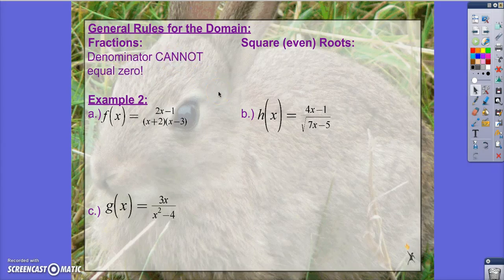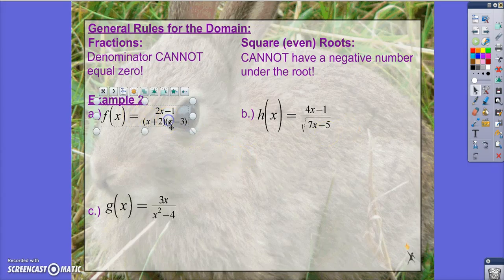Denominator cannot equal 0. So we'll set it equal to 0 to show what it cannot be. Square or even roots cannot have a negative number under the root. That will also go for, as you see later on, a fractional exponent: the denominator cannot be even. So the same thing will apply.